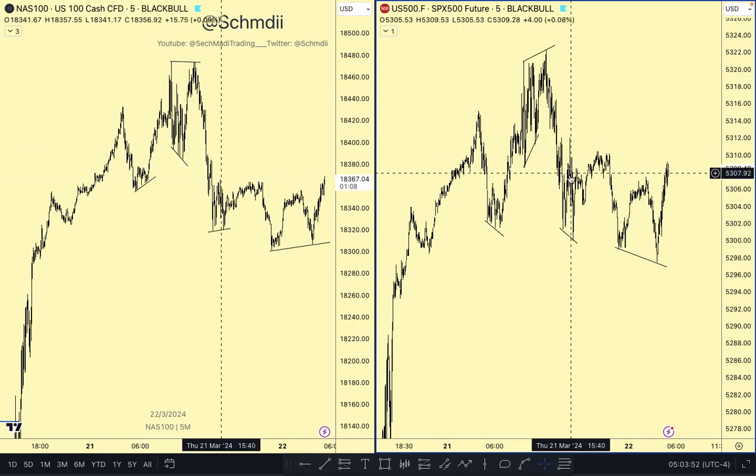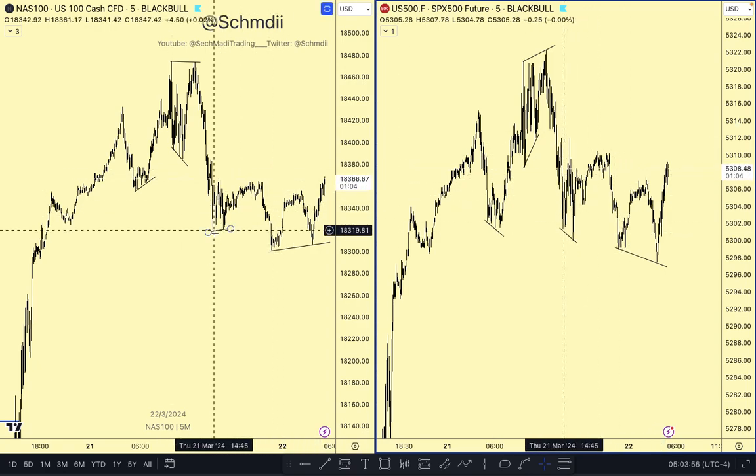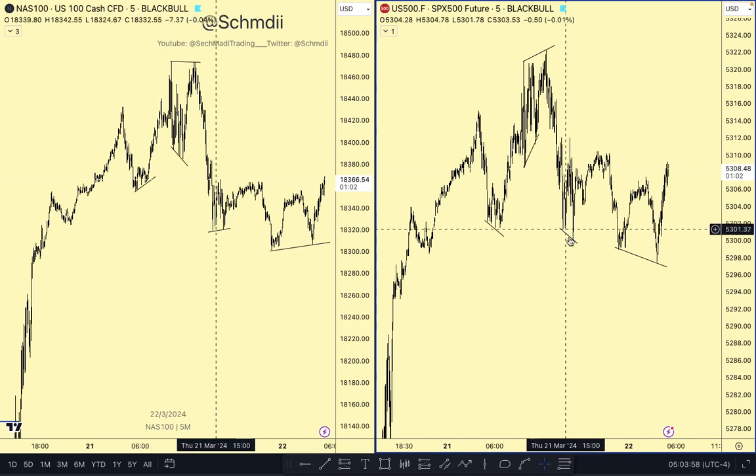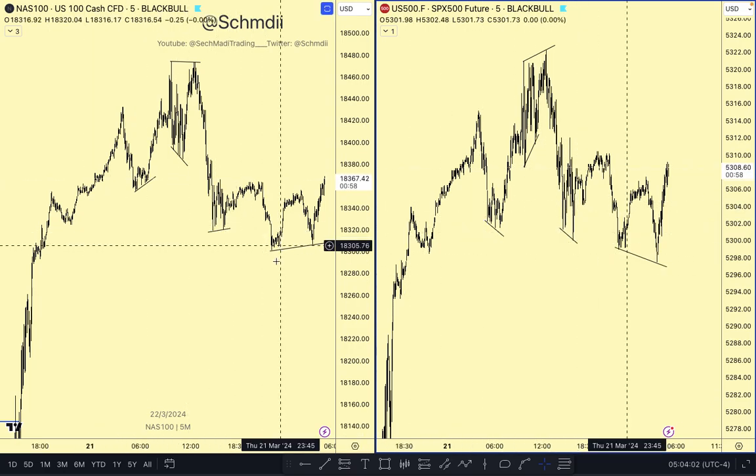Let's look at this correction here before price moved. The correction before price moved. On this side, it's sloping slightly to the upside. On this side, it's sloping slightly to the downside. Price moves. Let's look at today.